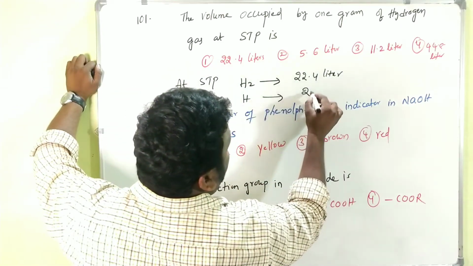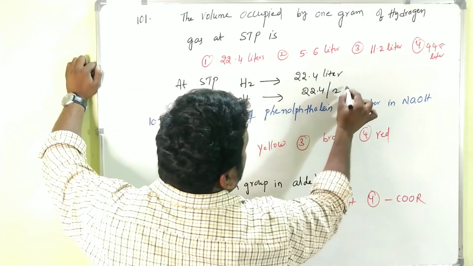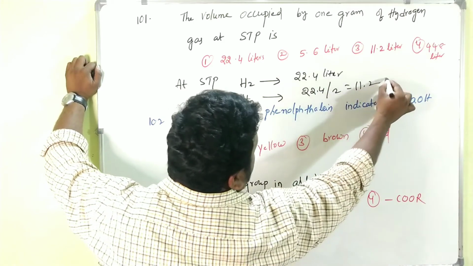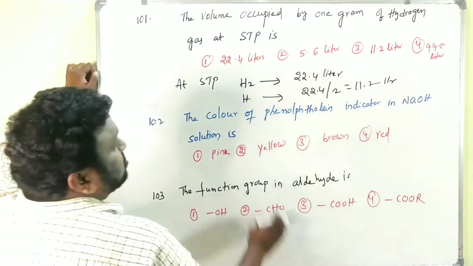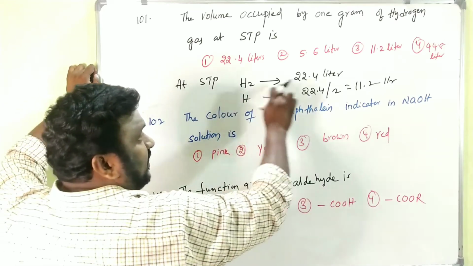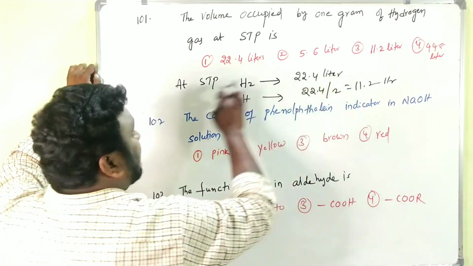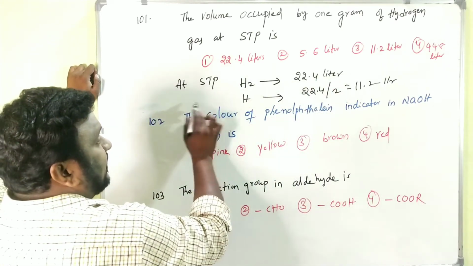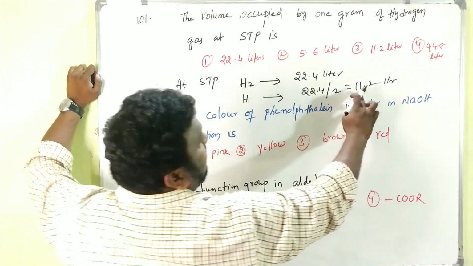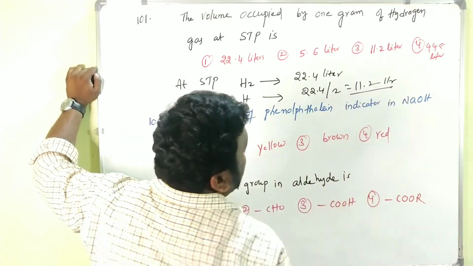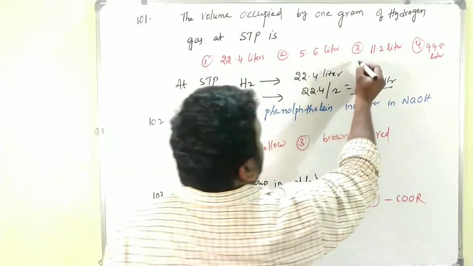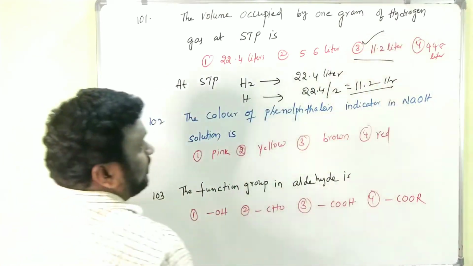Simply we have to divide by 2. Then what do you get? 11.2 liters. So 2 grams of H2 occupies 22.4 liters at STP. Then at STP, 1 gram of H occupies 11.2 liters. That's why the third option is the correct one.